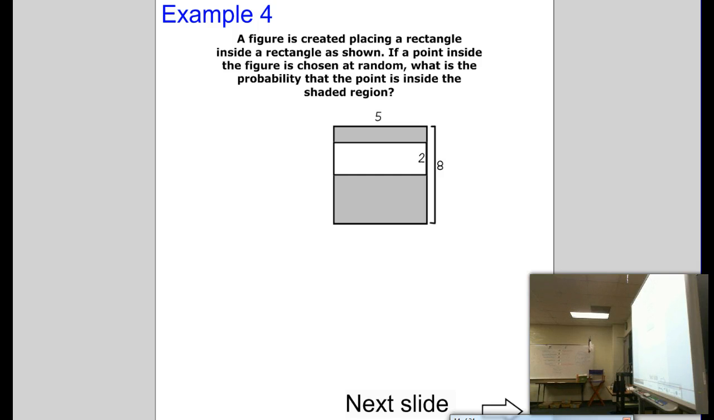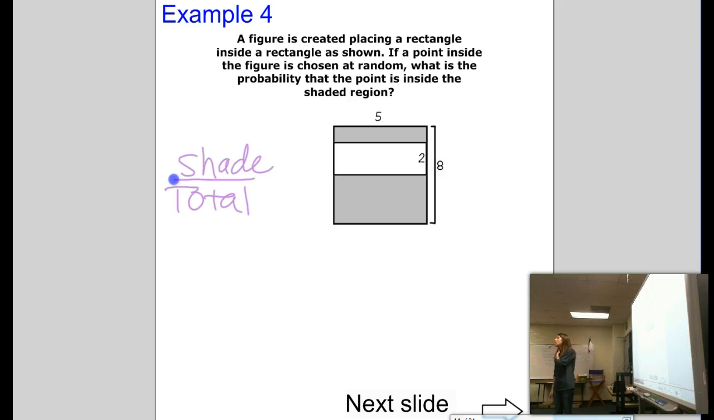How many times will it land in the shaded region? What do you have to find? Area. We want to put the area of the shaded over the total area. Shaded over total. The total area is the easiest. Melanie, what's the total area of that rectangle? What's the area of that rectangle, the big rectangle?